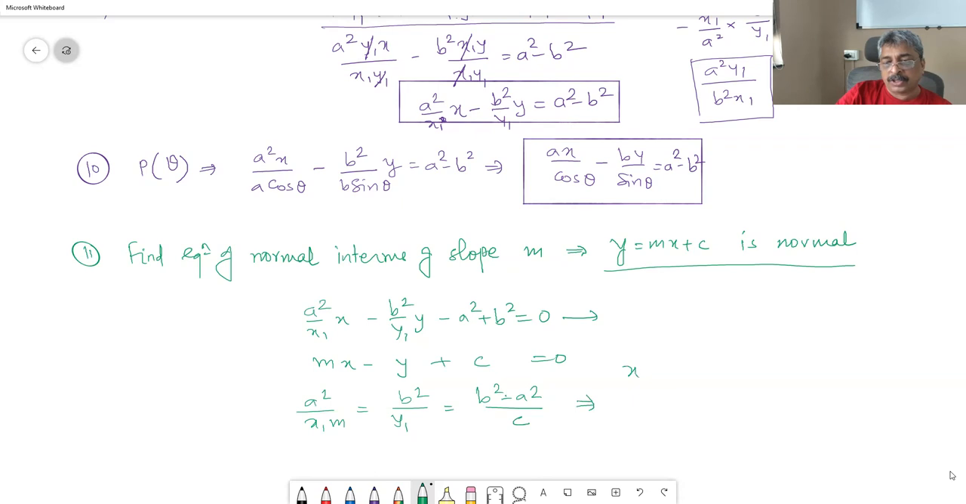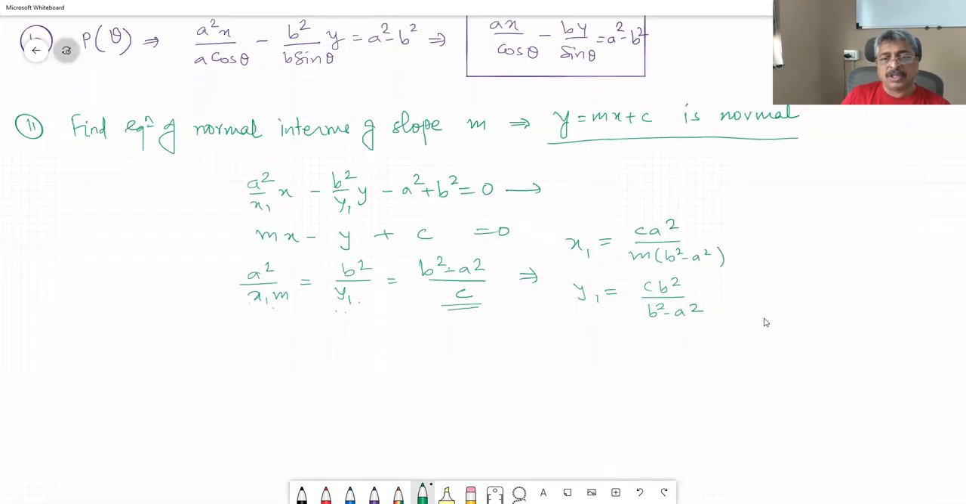That gives us x1. Now we cannot use these two ratios because they will be in terms of each other, but we have another ratio which is constant. So x1 is equal to c a square upon m into b square minus a square. Correct? And y1 is equal to, these are the points, foot of normals. This is the foot of normal because x1, y1 is on the curve. So y1 is equal to c b square upon b square minus a square. And these are the points on the given ellipse.